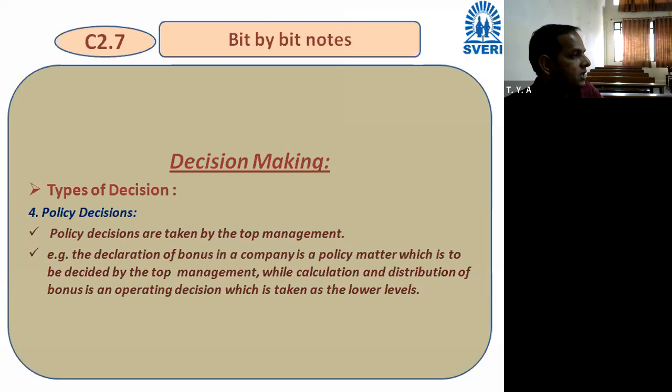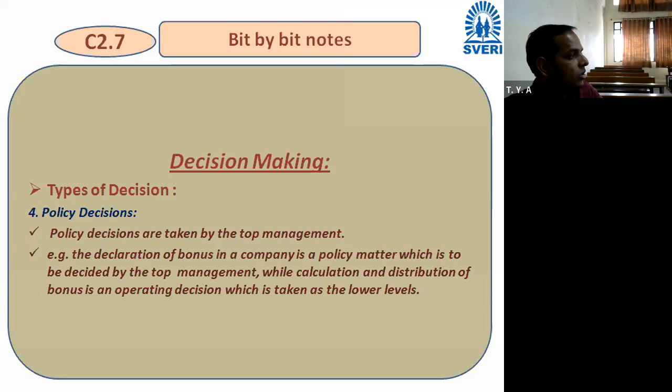Will someone remember it if the boss said it or the owner said it? Remembering the thing is quite difficult. So it comes as a policy. Another example I have quoted here, like bonus, an example I have already given: the declaration of the bonus is a company's policy, which is to be decided by the top management, right? While calculation and distribution of bonus is an operating decision, which is done by the lower level management.